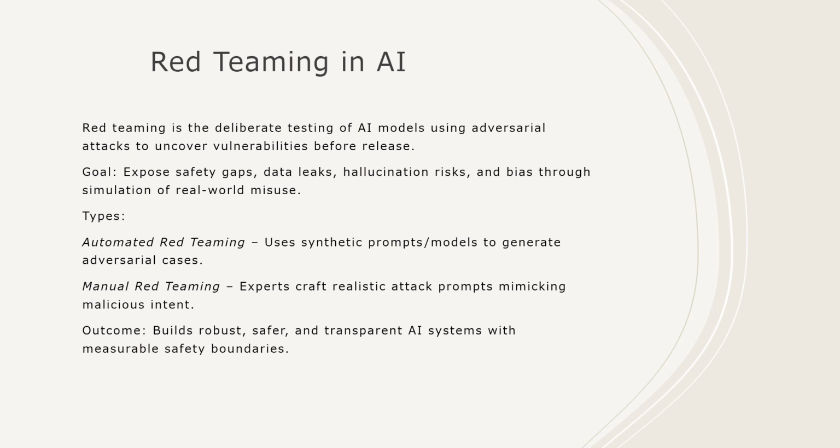There are two types of red teaming: automated red teaming and manual red teaming. Automated red teaming uses synthetic prompt models to generate adversarial cases. Manual red teaming experts craft realistic attack prompts mimicking real intent. What are the outcomes? They build safer and more transparent AI systems with safety boundaries. This process helps build trustworthy, reliable, and responsible AI systems.